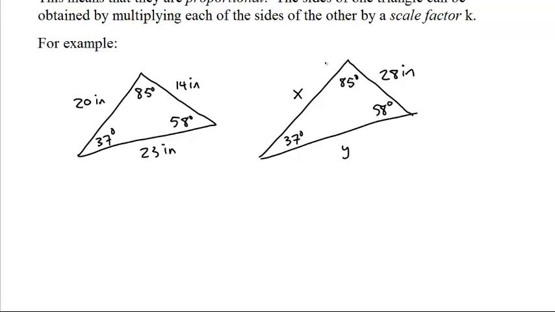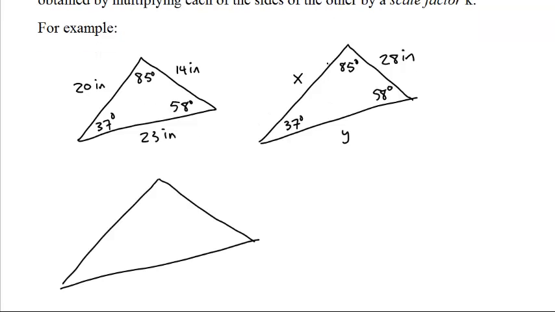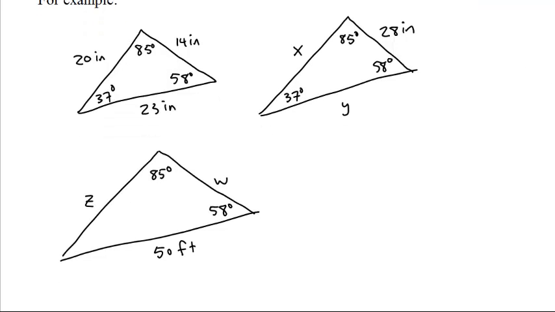Or another example could be, let's say we have a larger triangle. Let's say we only have 85 degrees and 58 degrees. Well, because the three angles of a triangle have to add up to 180 degrees, that third angle has to be 37 degrees also, so it again is similar to the first triangle. And if we know that one side is 50 feet in length, we can find the other lengths of the two sides.